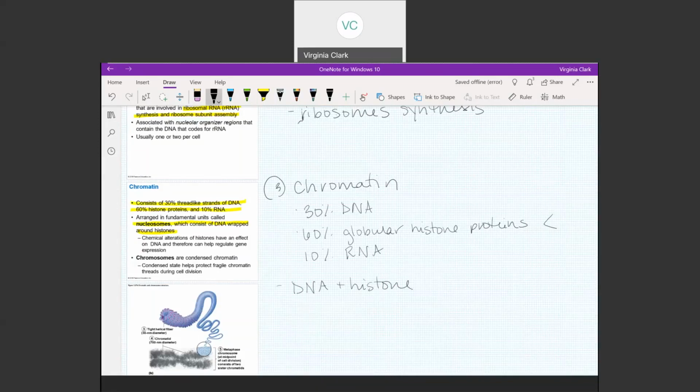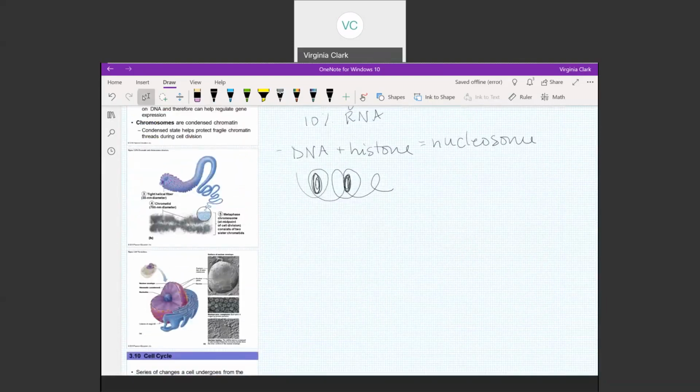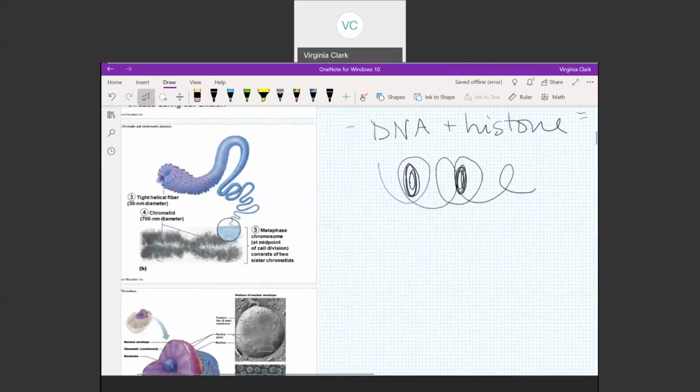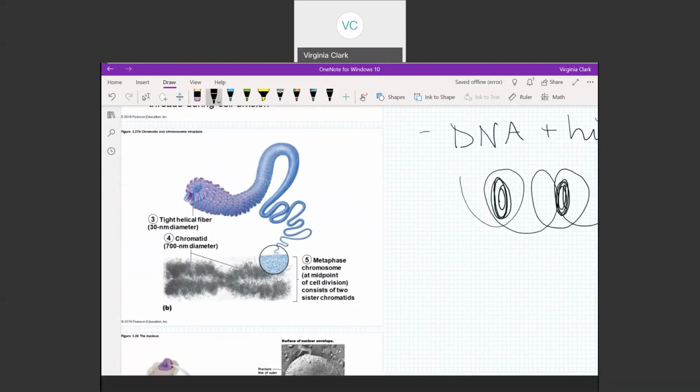And so if this is my histone, it kind of looks like a hockey puck. Here's my histone, here's my hockey puck. My DNA is going to wind around it. And then when you have that, you are going to have a nucleosome. So that's kind of how you are going to have this whole thing together. So what we're going to do is zoom in on this guy right here so you guys can see it. In this particular section, you can see how the DNA is twisted all the way around.